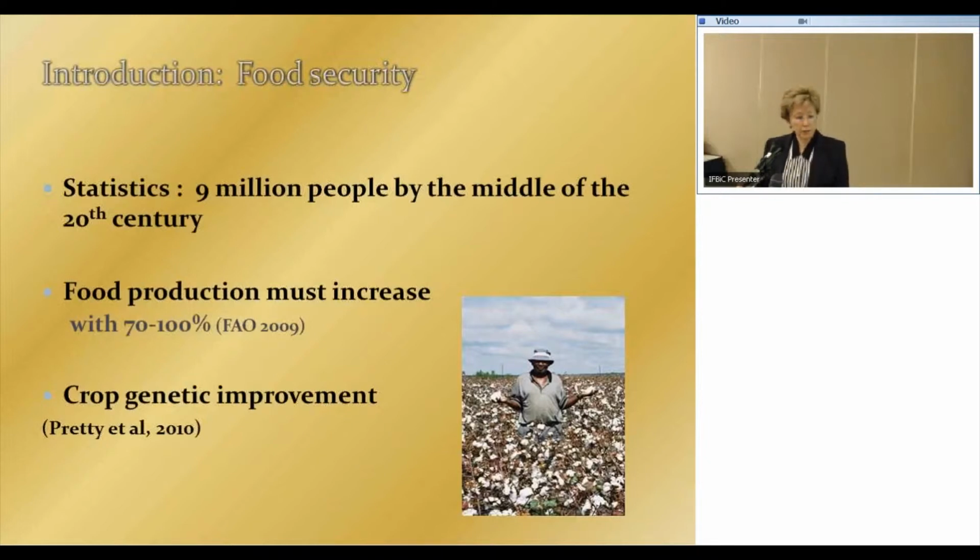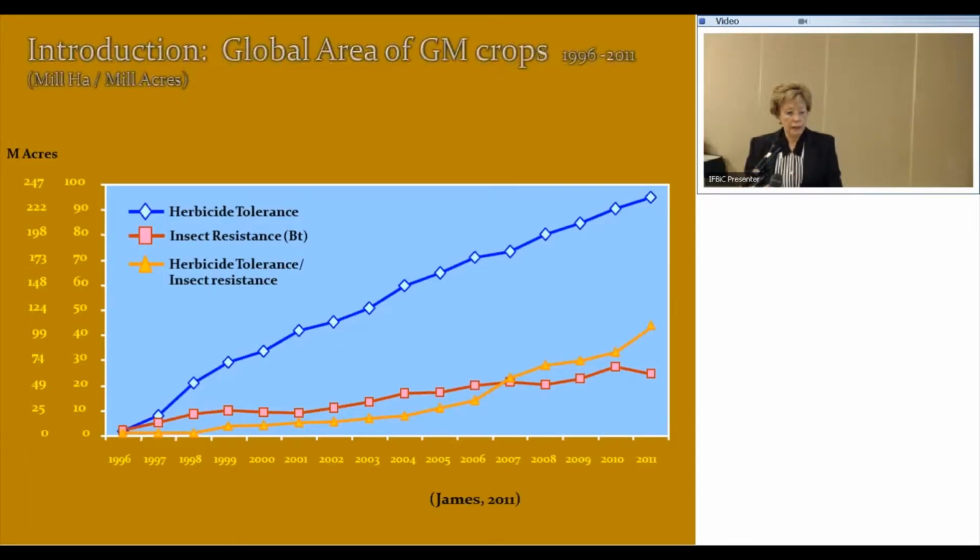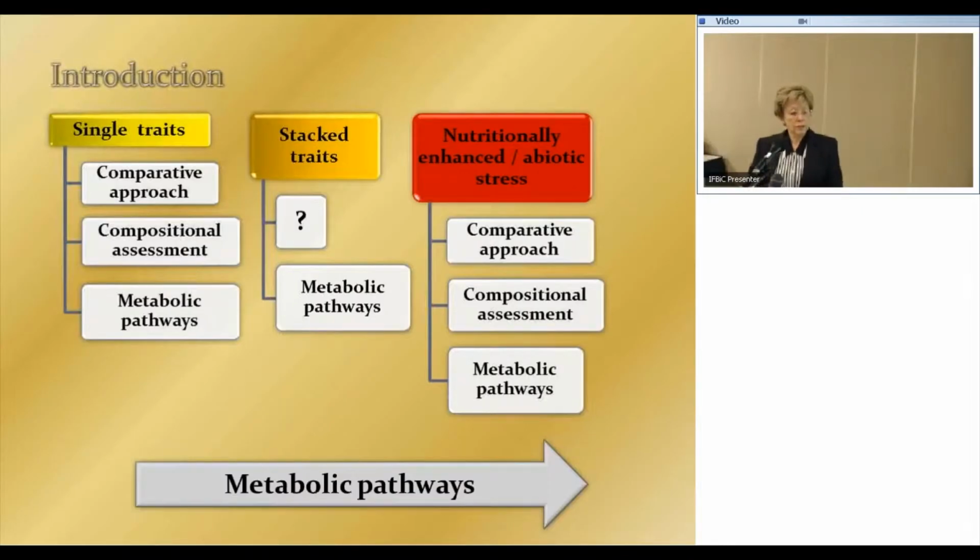And crop genetic production is one of the agricultural inputs that's extremely important. Globally, biotech production is increasing, and it's the herbicide tolerance, insect resistance, and then specifically the traits that are stacked. So, by introduction, there are the single traits, the stacked traits, and the nutritionally enhanced and abiotic traits, which are grouped in separate groups.